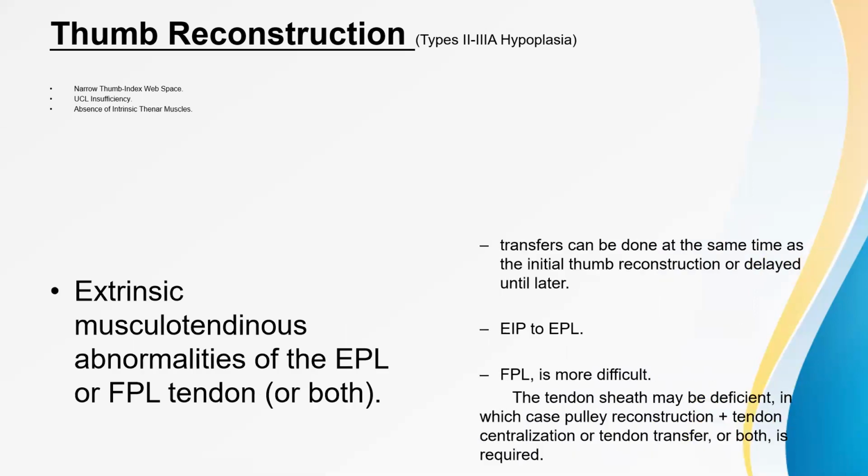Extrinsic musculotendinous abnormalities of the EPL or FPL tendon or both. Here we need to transfer at the initial thumb reconstruction procedure, or we can do it at a delayed staged procedure later on. The extensor indicis proprius is used for the EPL, and the FPL is more difficult. Sometimes the tendon sheath might be deficient, where we need to do pulley reconstruction, tendon centralization, or tendon transfer, or even both are required. And no matter what you do, the end results are usually not satisfying in terms of FPL function.